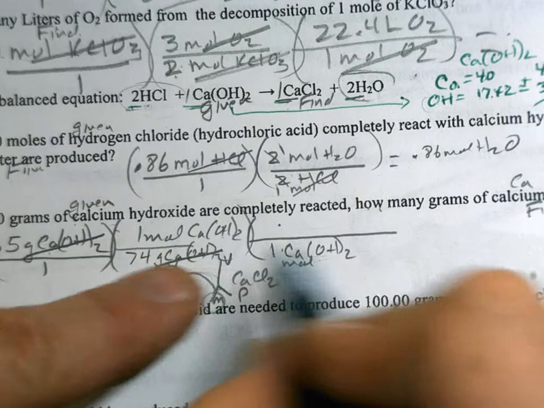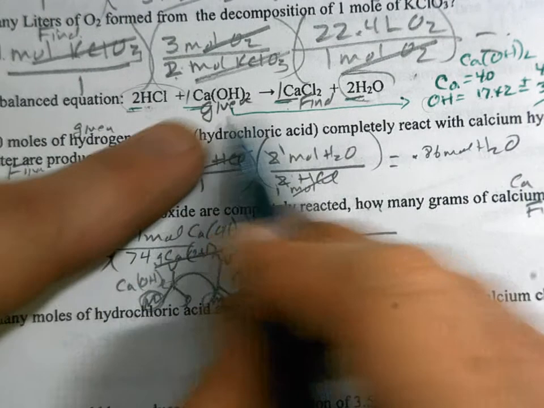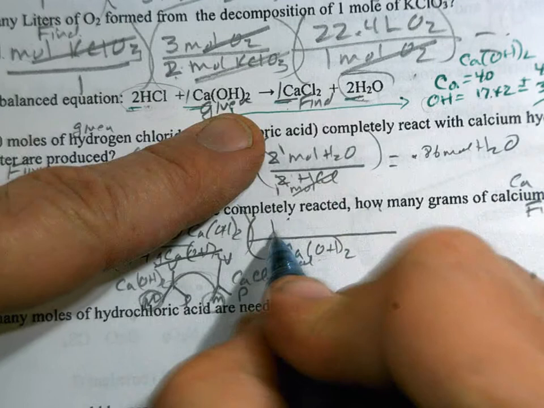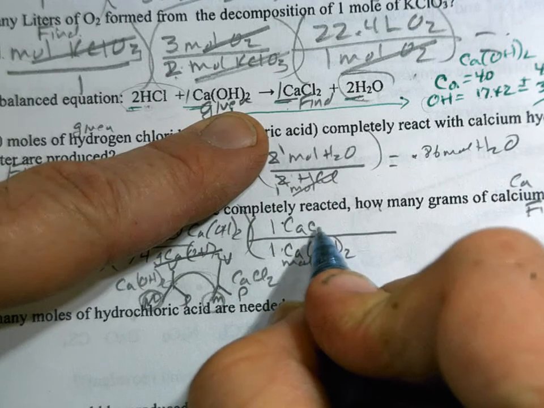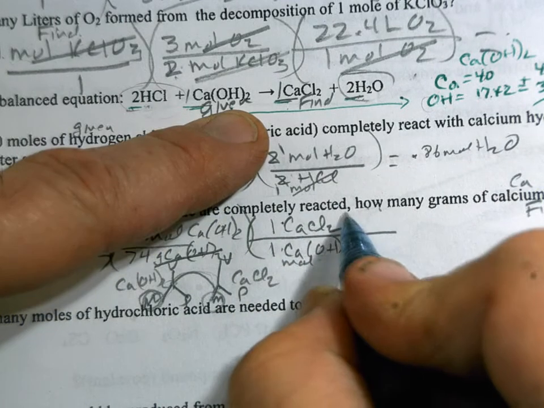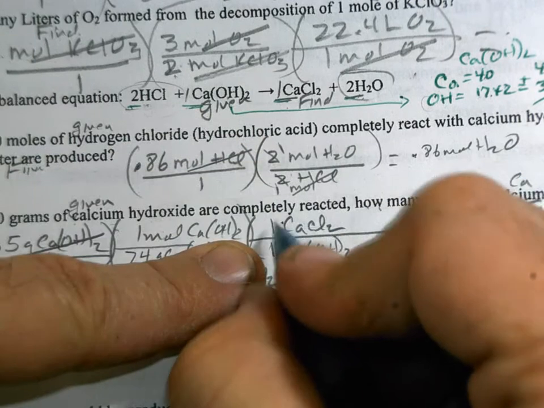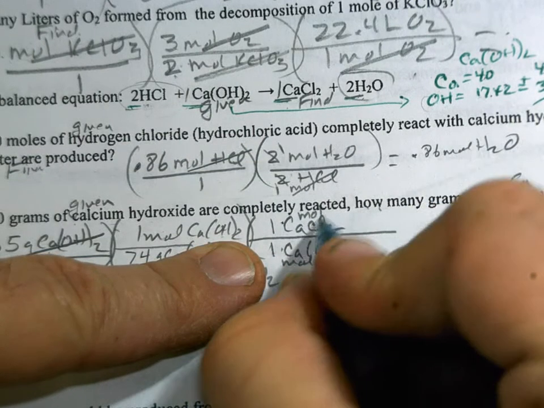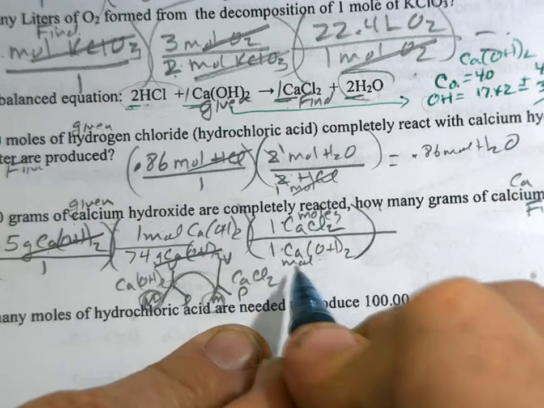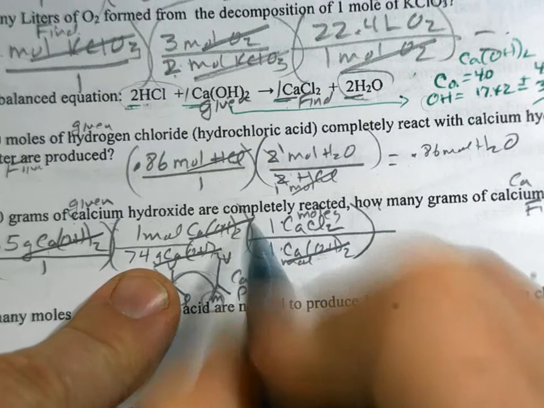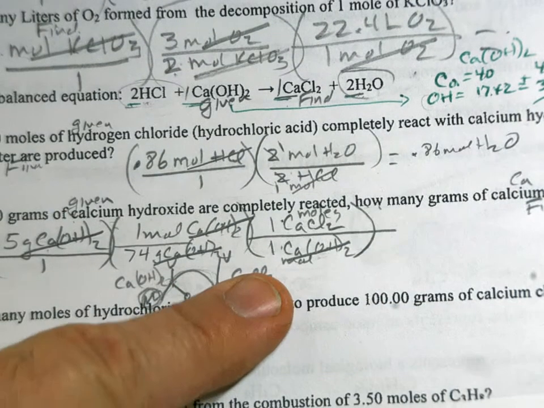And we're trying to find in this problem calcium chloride. And there's only 1 mole of calcium chloride. Oh, we got another 1-to-1 ratio. CaCl2. Oh, and that's going to be moles. I keep forgetting to put moles in there. And so now the calcium hydroxide cancels there. That lets me know I set up the ratio correctly.